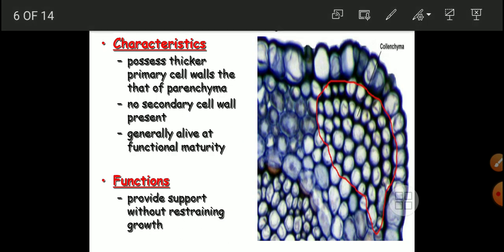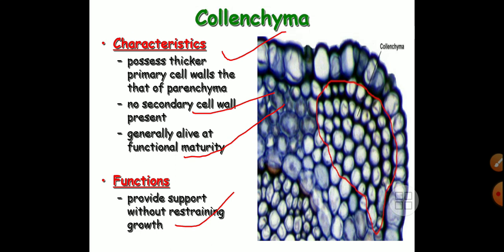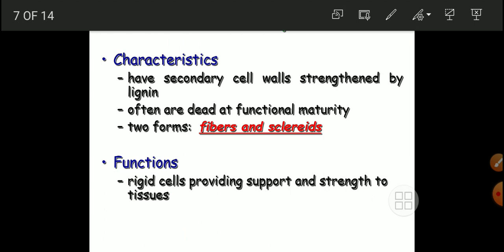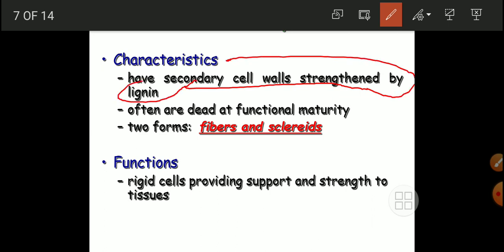Now in case of the collenchyma, it possesses a thicker cell wall as compared to parenchyma. Cell wall thicker आहे. No secondary cell wall is present. याच्यामध्ये secondary cell wall नाही. Generally alive at functional maturity. It provides support without restraining growth. लक्षात येते? It helps the plant. Now sclerenchyma, the most important type of cell. This has a secondary cell wall strengthened by lignin.